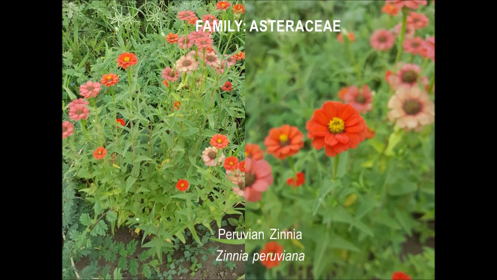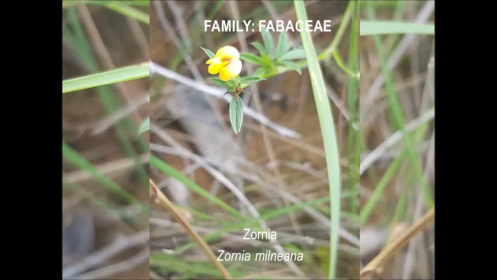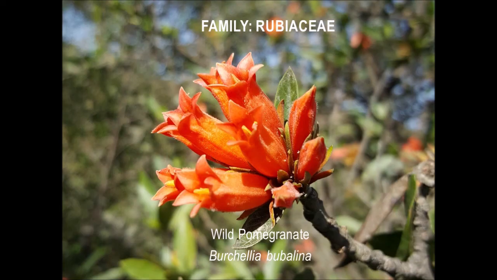From the Asteraceae, a weed, Zinnia peruviana, typically found along roadsides and in disturbed areas, old gardens, etc. And yeah, obviously an introduced pioneer plant which has become a weed. From the Fabaceae, we have Zornia milneana, commonly called the Zornia, and it has yellow flowers and a typical flower of the Fabaceae with pods.